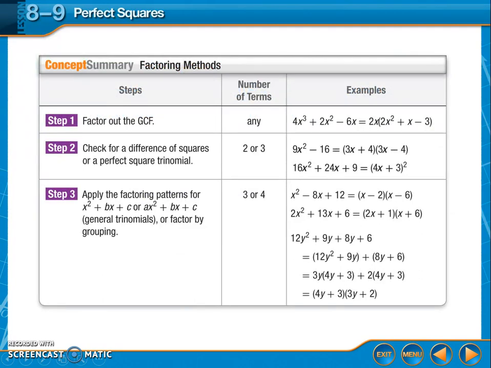All right, so we just want to do a review of factoring methods. Remember, step 1 is always factor out the greatest common factor, if there is any, no matter how many terms. Step 2 is check if there's a difference of squares or perfect square trinomial. Difference of squares is what we did in the last lesson, and this is the perfect squares, with either 2 or 3 terms. Step 3 is apply factoring patterns for x squared plus bx plus c, or ax squared plus bx plus c for general trinomials.